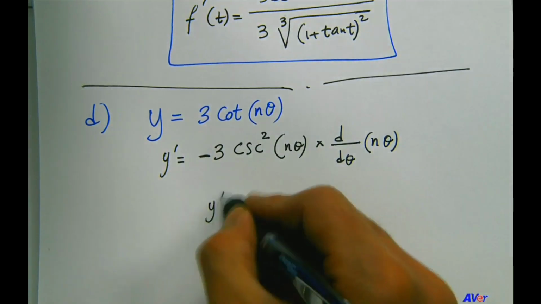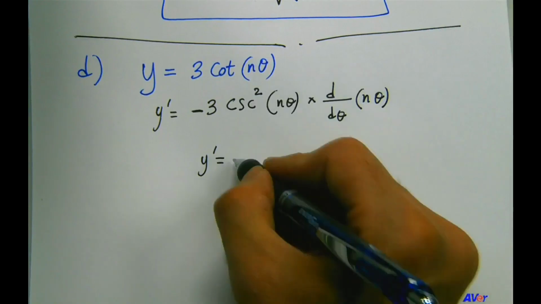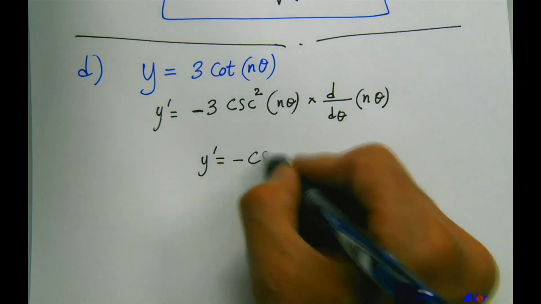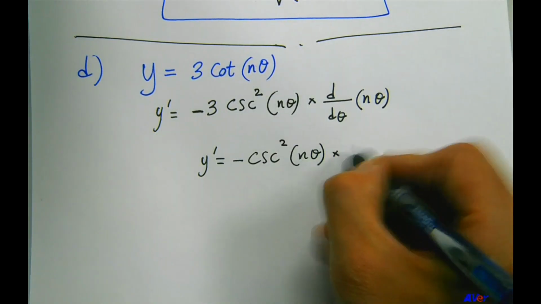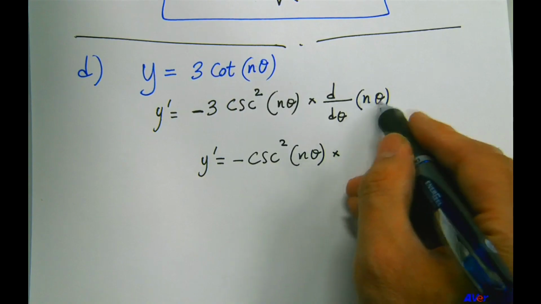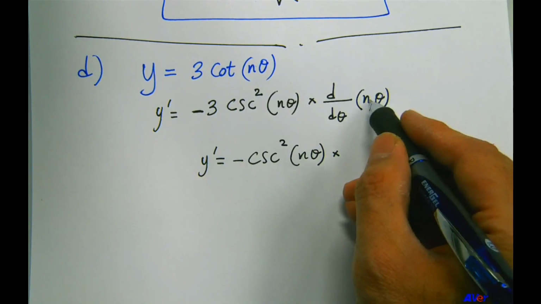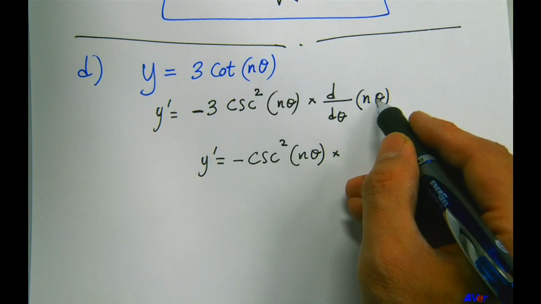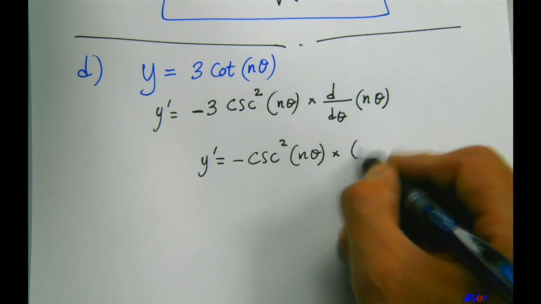Okay, so we have y prime, equal to minus cosecant squared of n theta times the derivative of n theta. It's like n times x. What would be the derivative of n times x? It would be n. So instead of x, we have theta. So n times theta has derivative n.